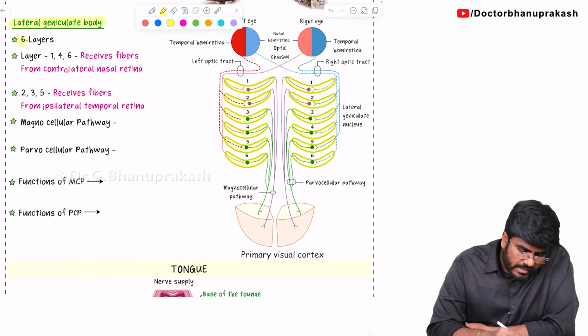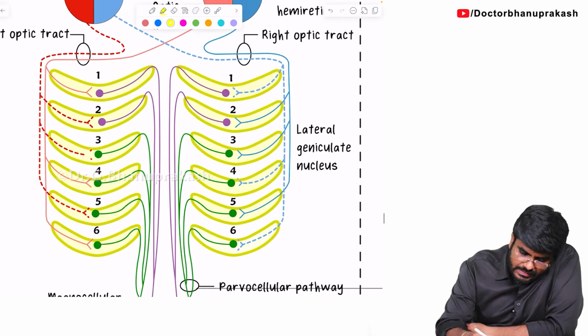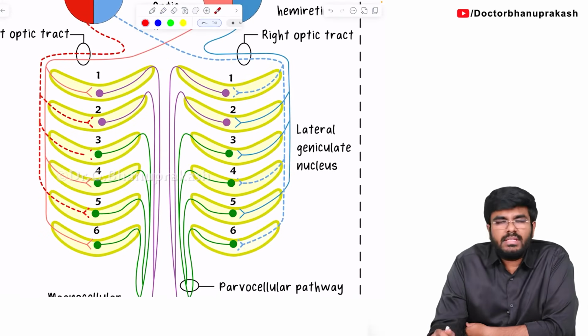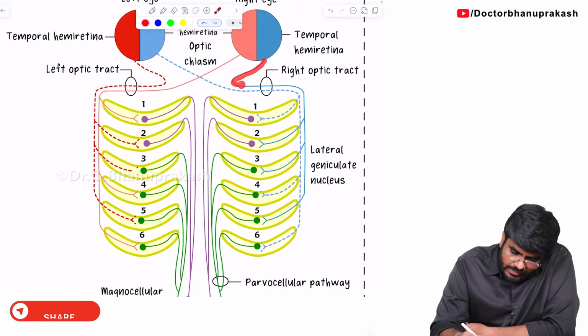So, it is made up of how many layers? There are 6 layers. So, students, please look here. These yellow colored structures are the 6 layers of the lateral geniculate nucleus. 1, 2, 3, 4, 5, 6. 6 layers are there. Now, please tell me, what is this area that I am highlighting?